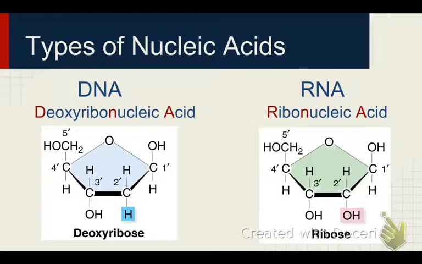Now if you notice on your picture on the left-hand side, which is of DNA, there's a blue square around the H. And then on our RNA picture on the right, there's a pink square around the OH. That is your major structural difference between DNA and RNA. DNA is called deoxyribose because it literally has 1 less oxygen. It's missing an oxygen there.